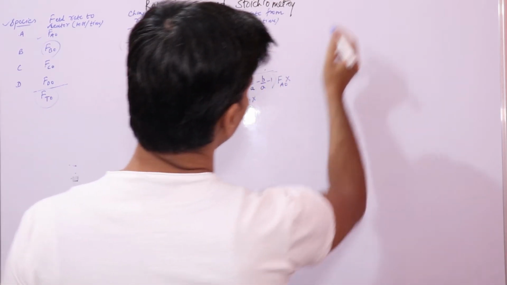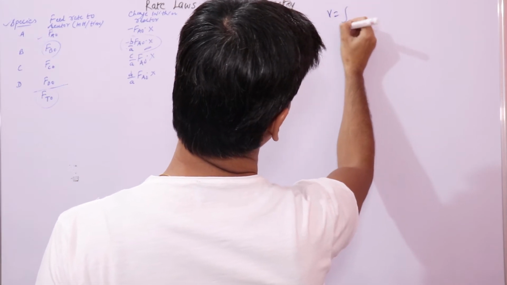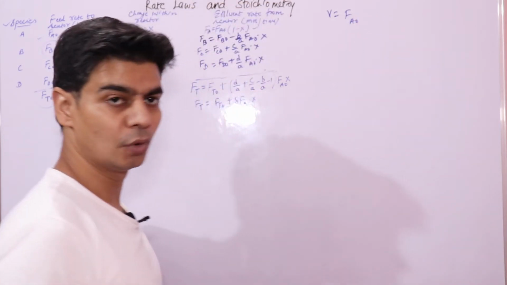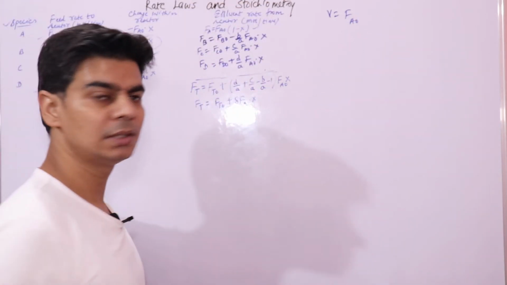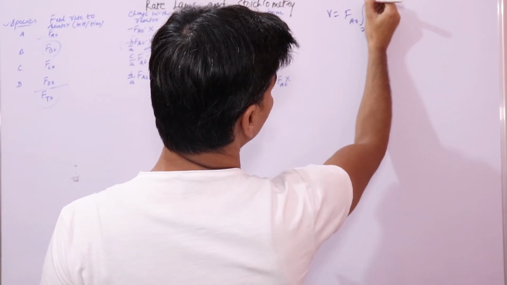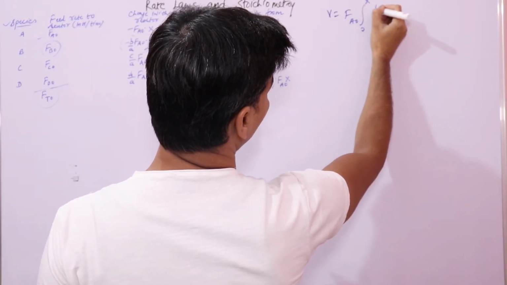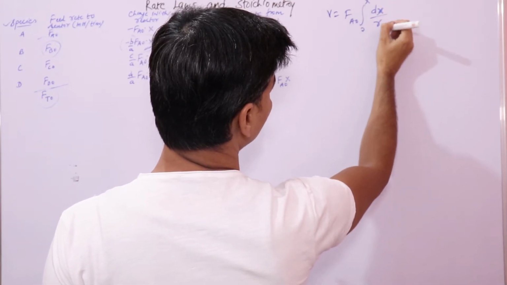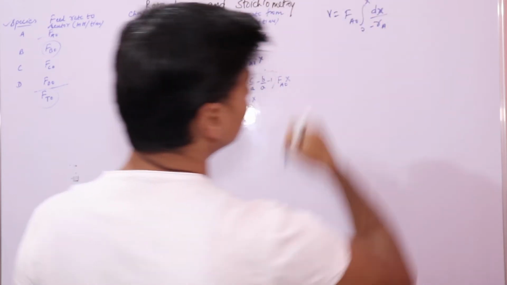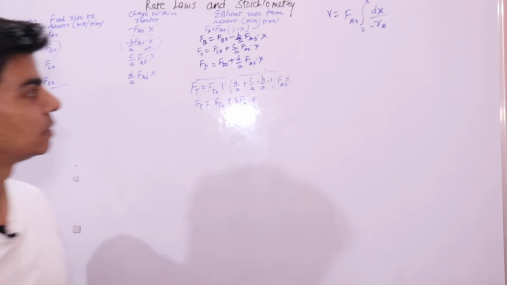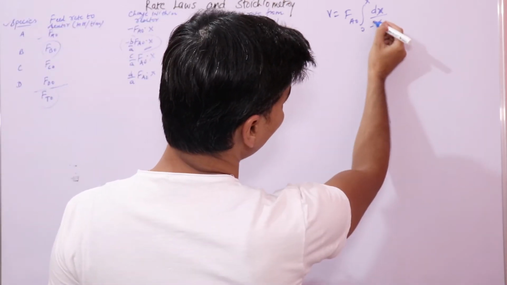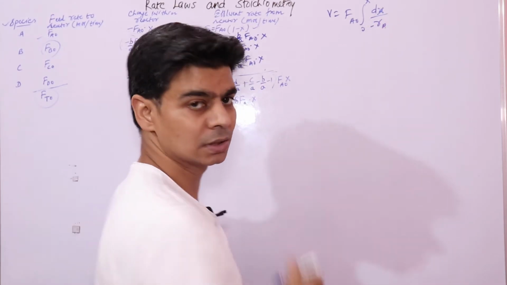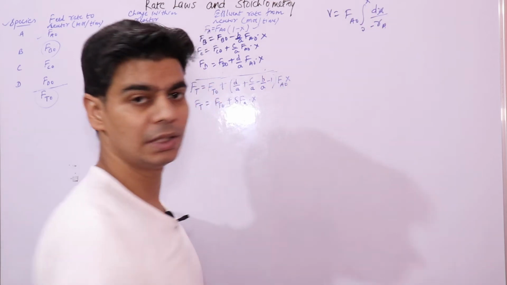Just to start with flow reactor, the design equation for flow reactor is this: volume is equal to FA0, which is the initial flow rate that is passed inside the reactor, times the integral from 0 to X, where X represents conversion, of dX upon minus Ra. This is the design equation for flow reactors. Now you have to define or express this Ra in terms of X, so that you can further evaluate this integral.